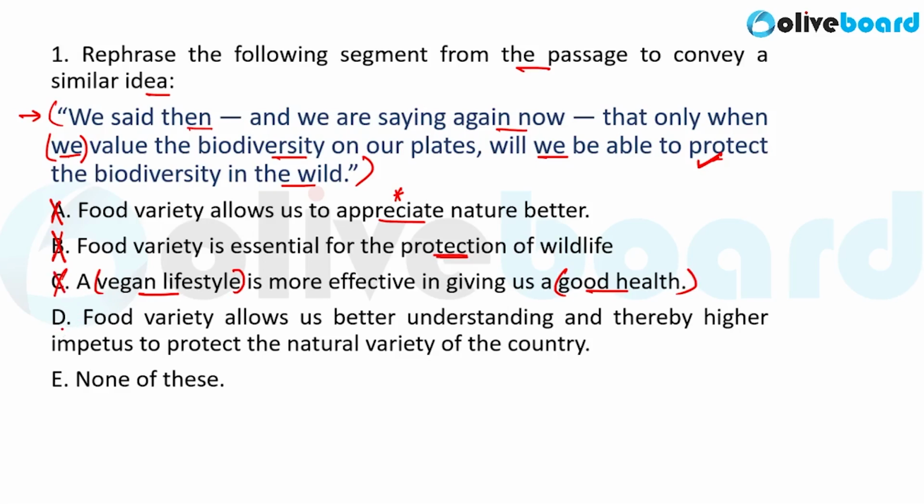Now, let us check whether option D is correct or not. Option D says food variety allows us better understanding and thereby higher impetus to protect the natural variety of the country. So, here natural variety can refer to biodiversity, and the fact that food variety allows us a better understanding and thereby motivates us to protect the biodiversity indicates that this option is correct. So this option indicates the same meaning as the given sentence. Hence option D here is the correct answer.